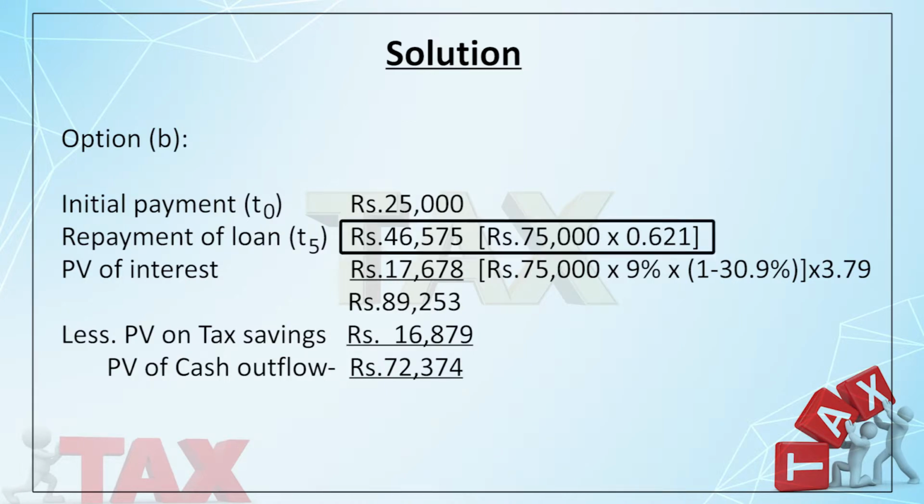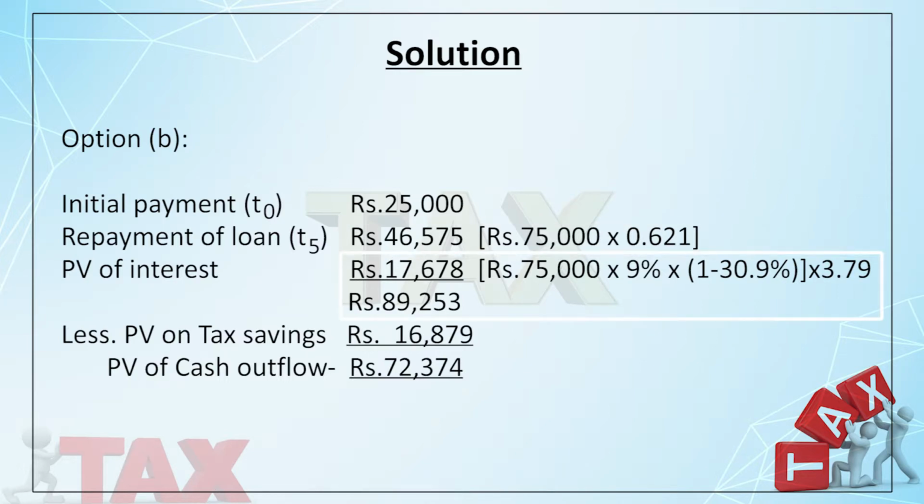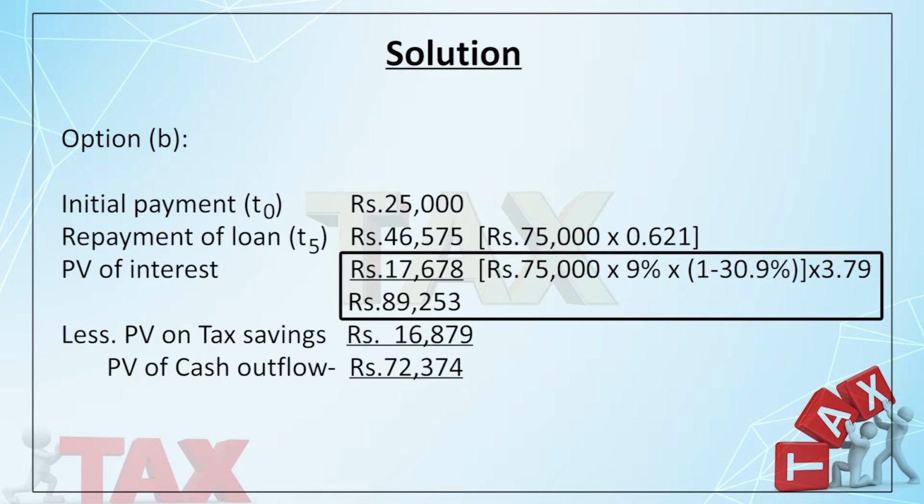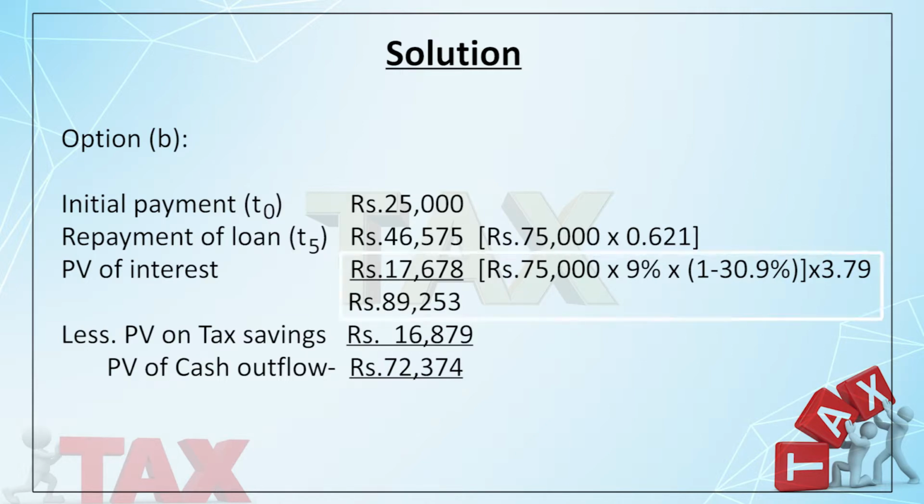Now you are paying at the end of the 5th year. So 75,000 at the end of the 5th year, the present value factor is 0.621. So it comes to 46,575. Now the interest. Since you are repaying at the 5th year, each year the interest is the same because you are not repaying anything in between. So what is the interest? 75,000 into 9%, it comes to 6,750.